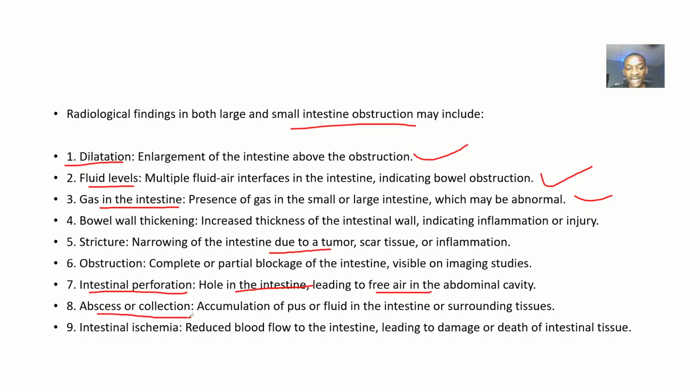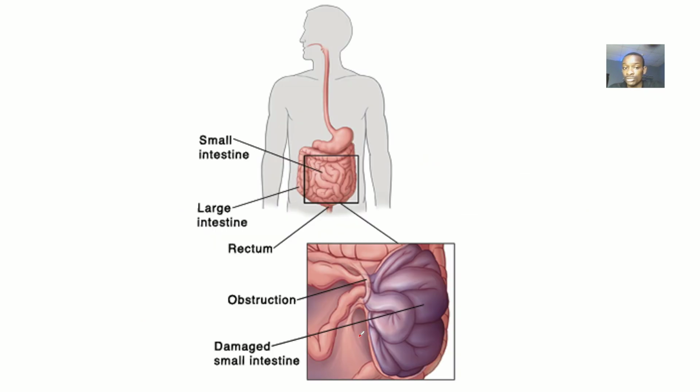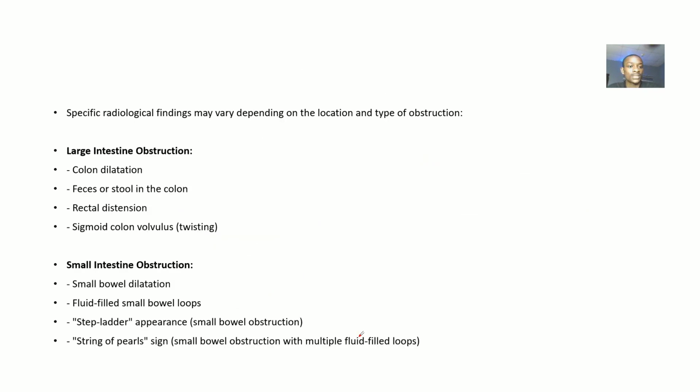Then intestinal perforation, you might see holes in the intestine leading to free air in the abdominal cavity. Abscess and collection, this is basically accumulation of fluid or pus in the intestine or the surrounding tissues. Intestinal ischemia, this is basically reduced blood flow to the intestine, and this leads to what? Damage or death of intestinal tissues. All right.